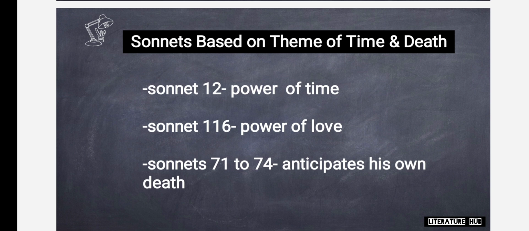In sonnet number 12, the poet talks about the vow of time that is merciless. In sonnet number 116, he talks about the power of love that defeats the limitation of time, though time is powerful. In sonnets number 71 to 74, he anticipates his own death and suggests the youth not to mourn over his death.